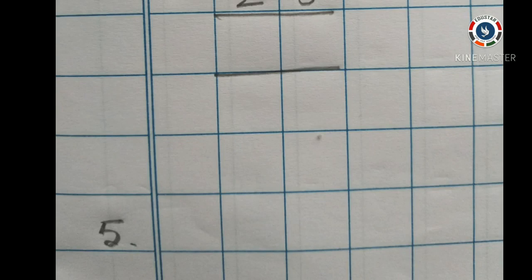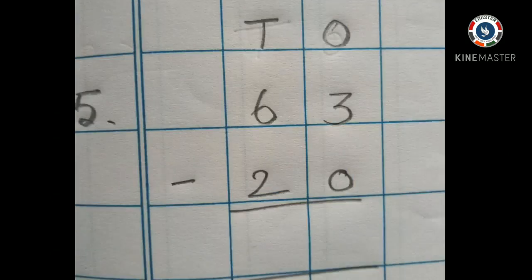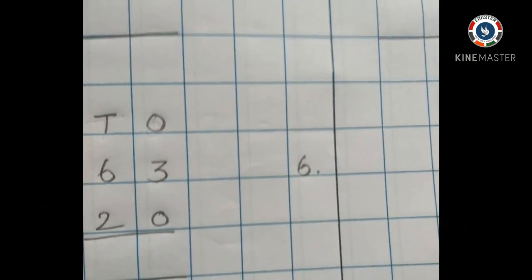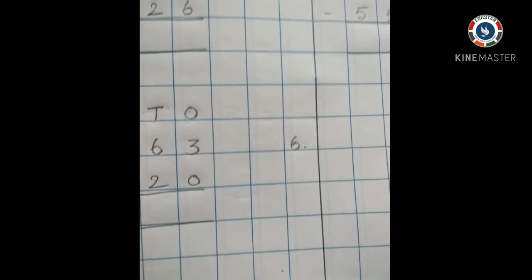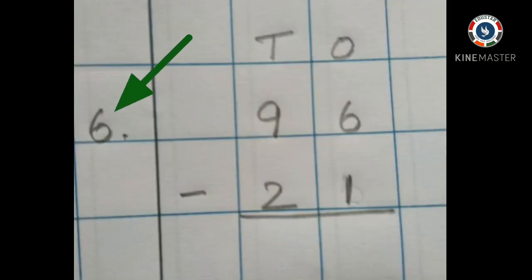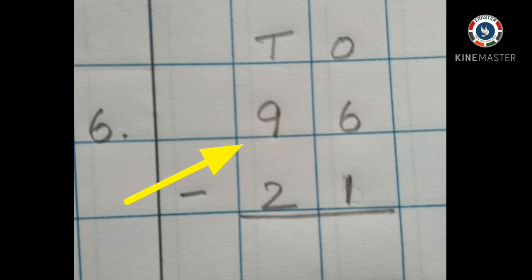Then below the third question, leave 2 lines, write number 5 on the margin. Write the sum 63 minus 20. Mention the place value of tens and ones above the number 63. Then straight to the fifth question, write the question number 6 in the margin. Write the sum 96 minus 21. As usual, mention the place value also.